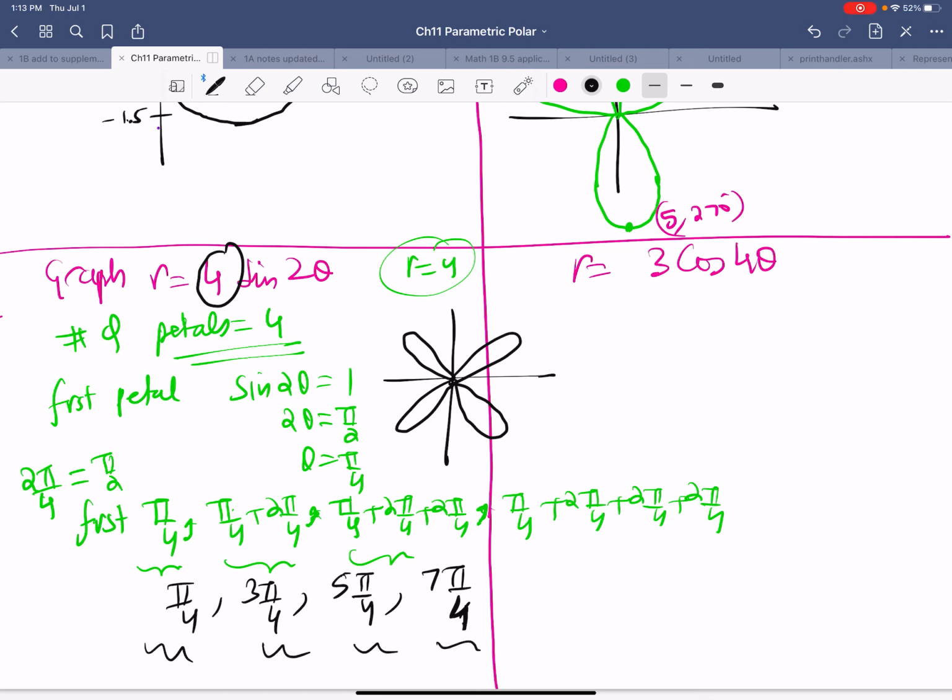Let's see our last example. r is equal to 3 cosine 4 theta. That looks like a lot of fun because, for r equal to cosine 4 theta, my number of petals will be 8. It's twice the 4 because it's an even number. The number of petals is going to be 8 here.